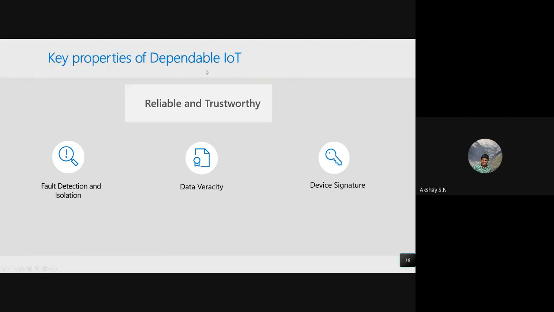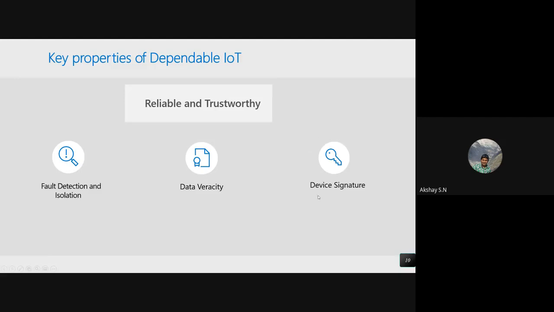Now, what are some key properties of dependable IoT? The first key property is that a dependable IoT device should be able to detect and isolate faults in the device automatically. Second, it should be able to quantify the data veracity, which means the accuracy or quality of the data it is sensing.